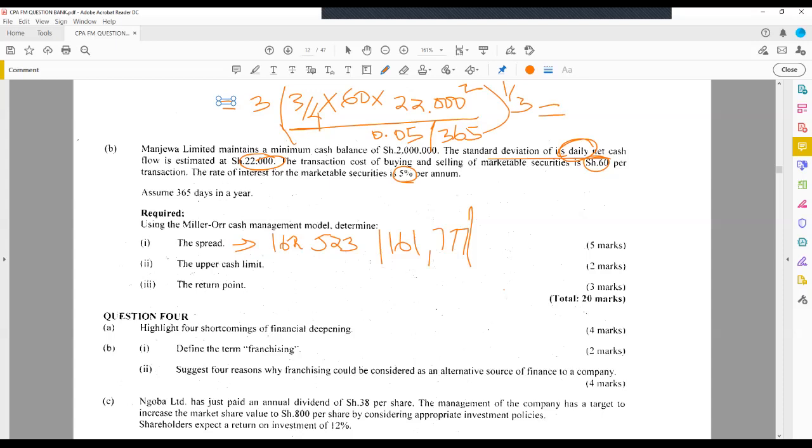So what do you have there, once you apply the formula? Yes. Okay, so we get 162,525 to be therefore our spread. Once you have the spread, of course, simply apply the formula. We get the upper limit, which is going to be the lower limit plus the spread.